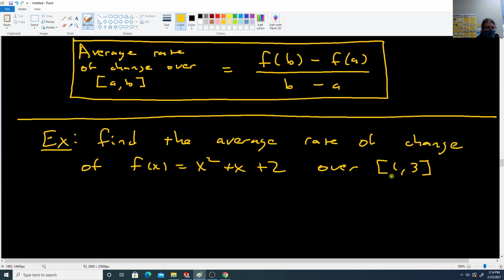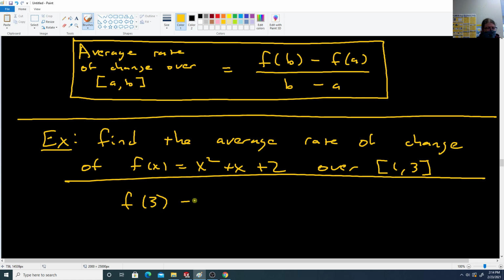So 1 is going to be a, 3 is going to be b. Our average rate of change equation is going to be f of b, which is f of 3, minus f of a, which is f of 1, all that over 3 minus 1. So to get f of 3, I put 3 in for the x's. 3 squared is 9. 9 plus 3 is 12. 12 plus 2 is 14.